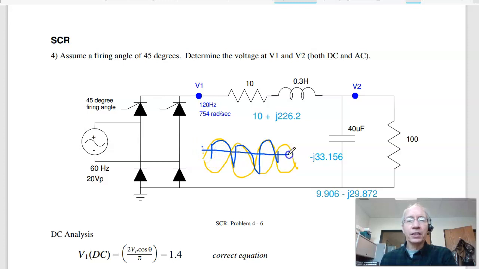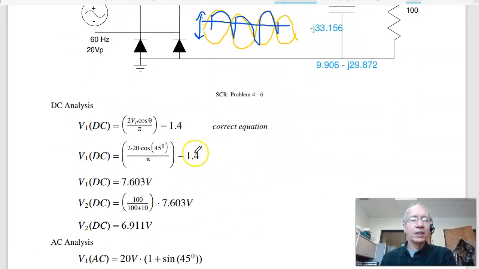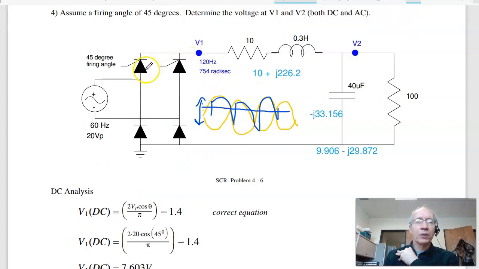The DC voltage is the average. The AC voltage, roughly, is the peak to peak. So the DC voltage is this one. Here's the correct equation: twice times 20 volts cosine of 45 degrees over pi, shifted by minus 1.4 volts, because at any given time I've got two diodes turned on.